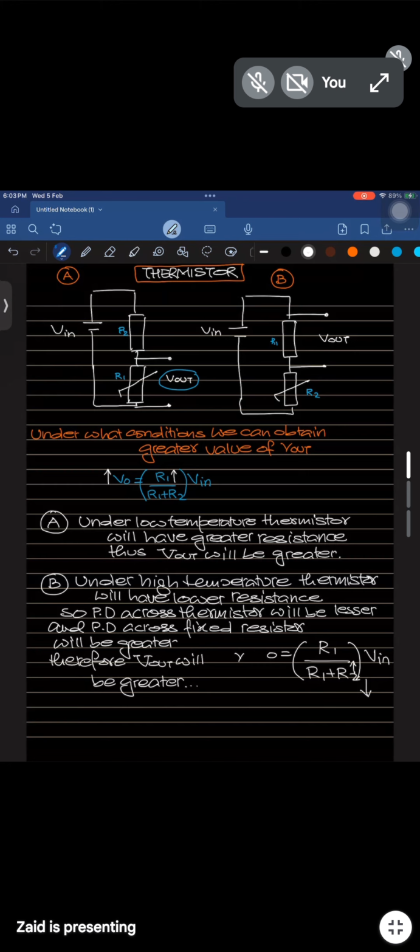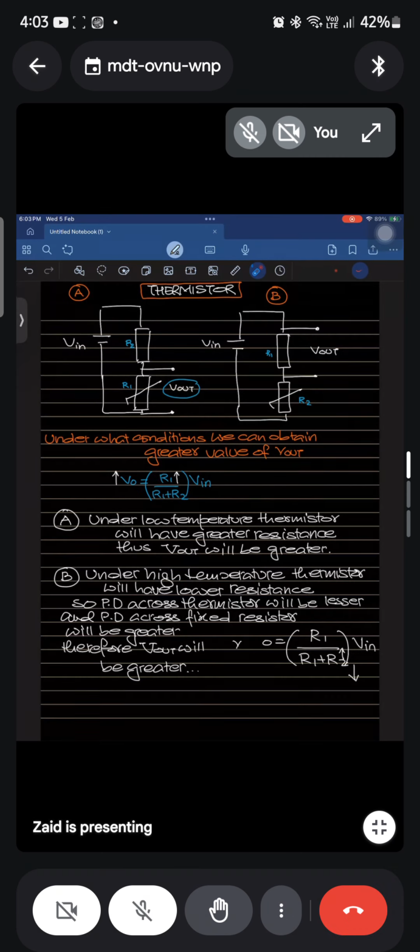In the first one, the thermistor is R1. So how can I get the value of R1 bigger? If this is bigger, ultimately that's bigger. So if we recall, the resistance of the thermistor increases when the temperature is lower. So if we drop the temperature, we are going to have a greater resistance of the thermistor and a greater potential difference. Okay, I hope this makes sense now.